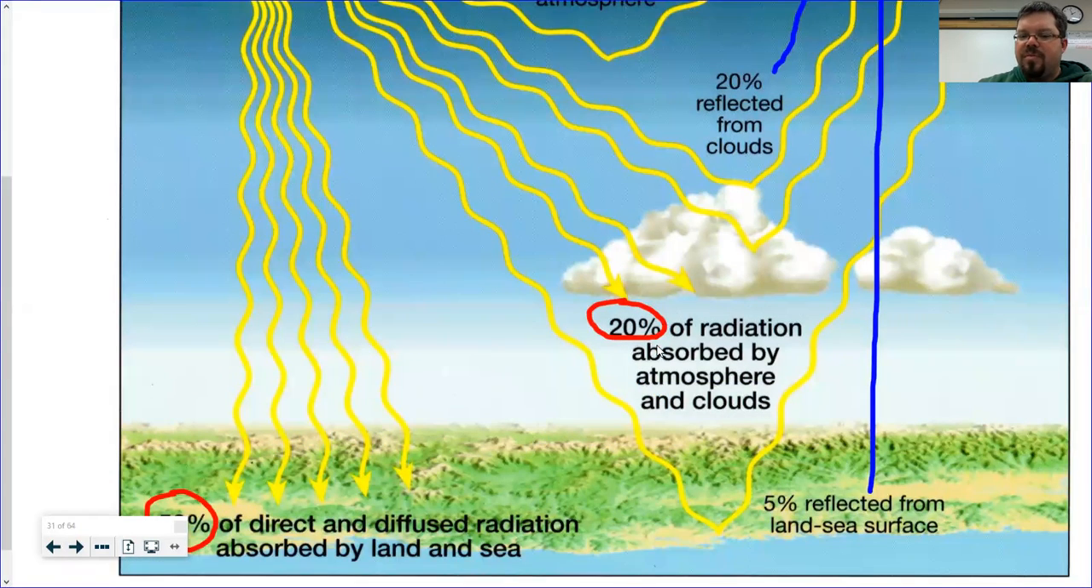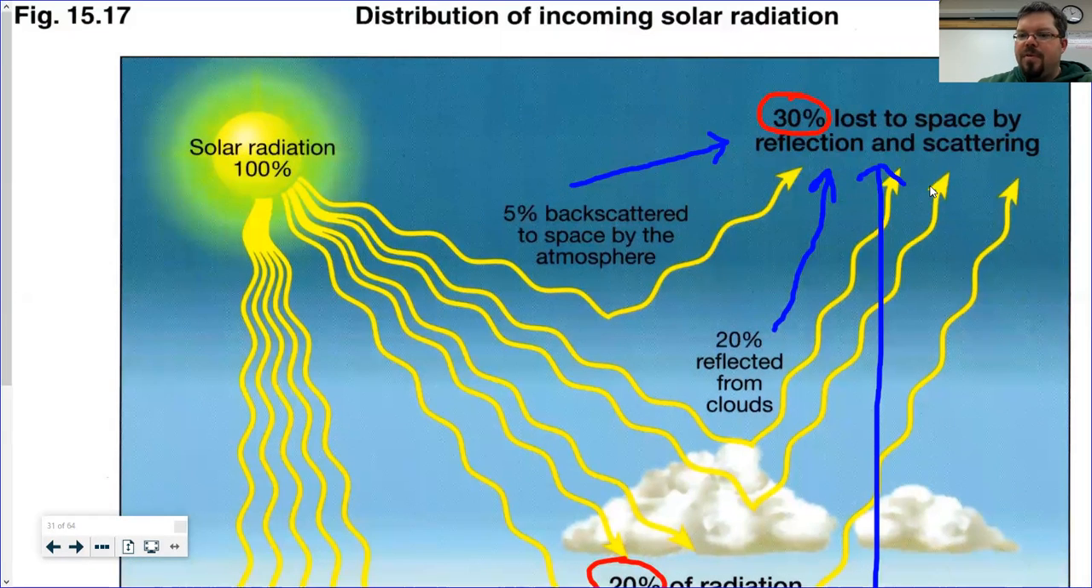20% of radiation is absorbed by the atmosphere and clouds. And then 30% is lost back into space by straight-up reflection or backscattering or scattering off of surfaces. So the 30%, where does that come from?